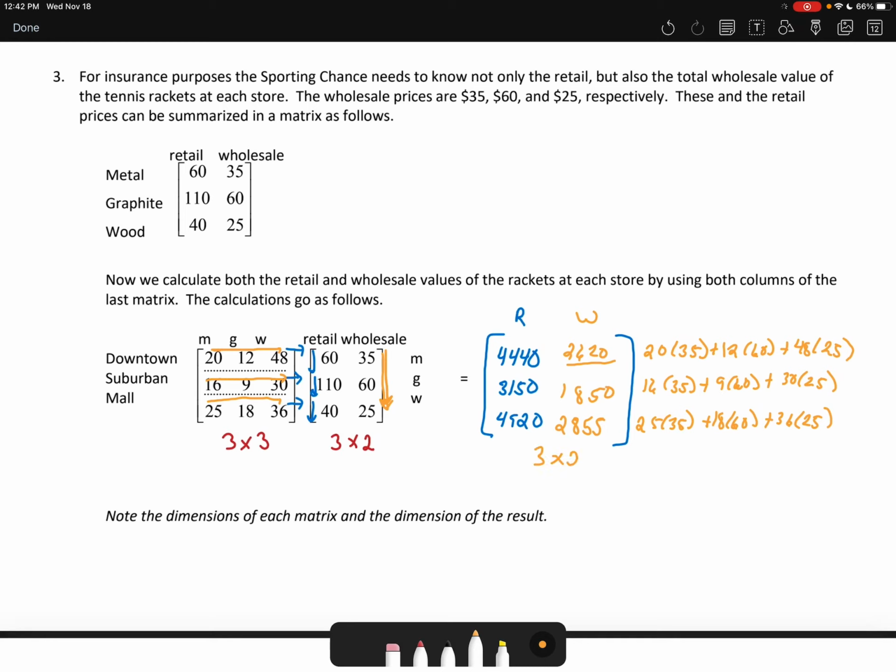We already have the dimensions of each matrix. The dimensions of the result is a 3 by 2. Join me in the next video to hop back in on what these dimensions have to do with anything.